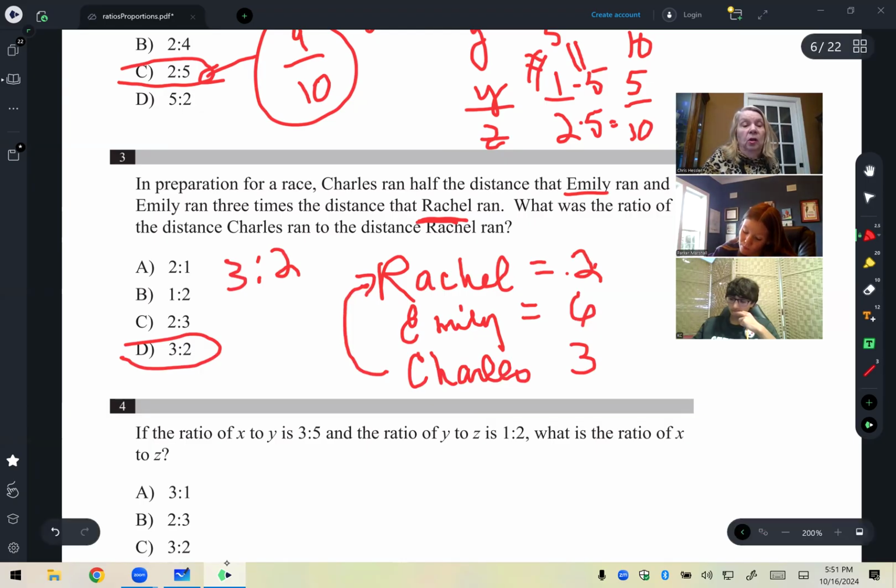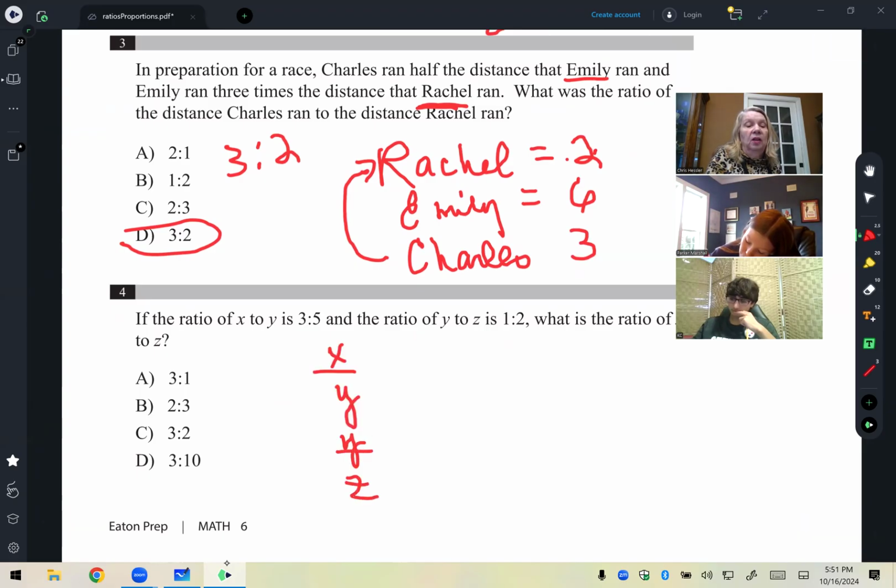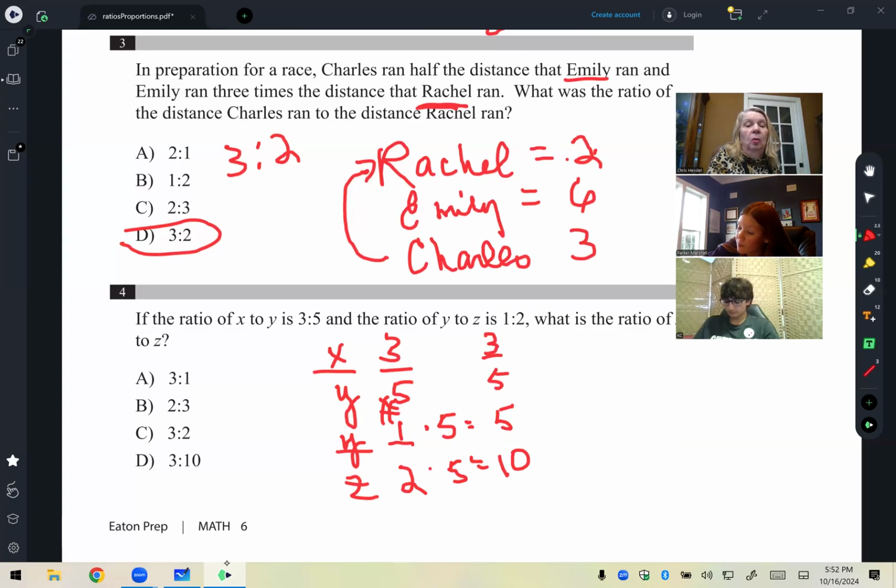And one last one, you can work ahead of me. So we have x to y, y to z. I like to do it vertically so you can see. So we have 3 to 5, and the ratio of y to z is 1 to 2. So these aren't equal. So I have to multiply this by 5 and this by 5. And then the 5's are equal. So x to z would be, let's see, where am I here? 3 to 10.